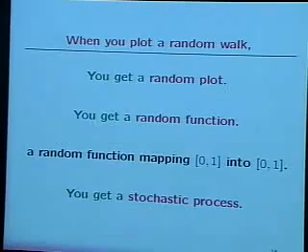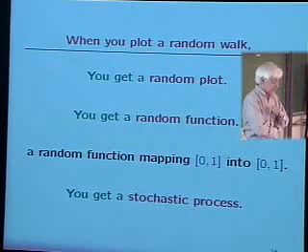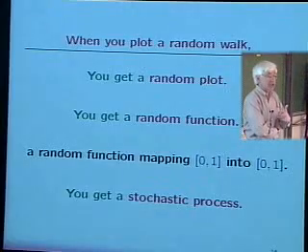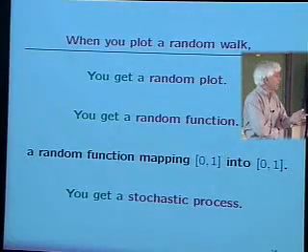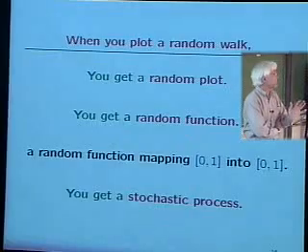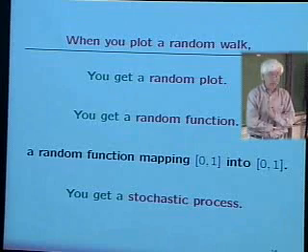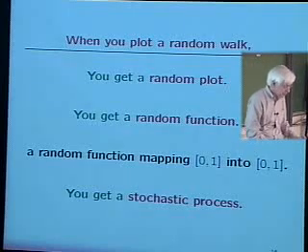Okay, so when you plot a random walk, here are some thoughts. When you plot a random walk, you get a random plot. In other words, the steps are random. If you do it many different times, every time you're going to get a different sample path of that random walk. But that random plot is a random function, mapping the unit interval into the unit interval, because that's what you're going to see. And so you get a stochastic process. You plot the random walk as a stochastic process, but when you do the plot, it's actually continuous time. And as n becomes large, those pictures become continuous time.